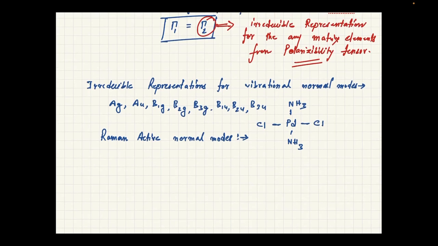Okay, so Raman active will be AG, B1G, B2G, B3G. Okay, so this is the answer.